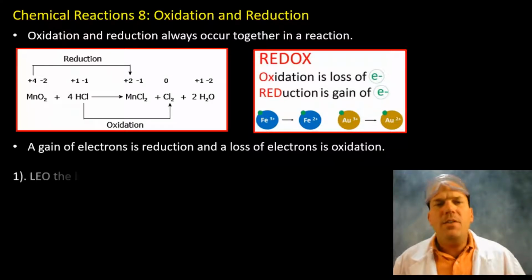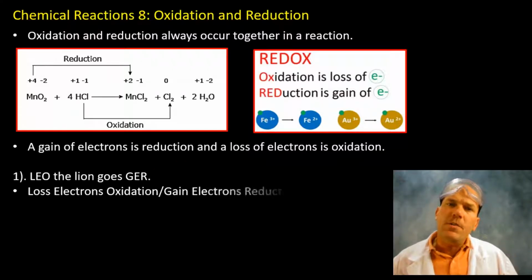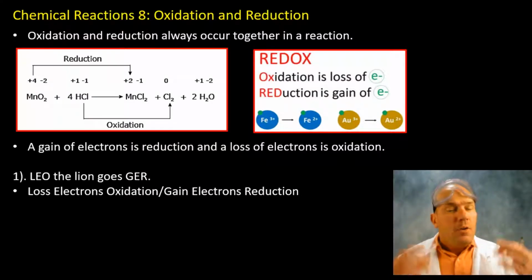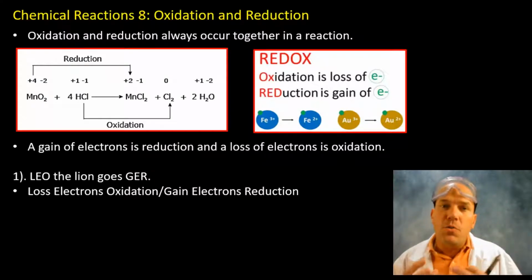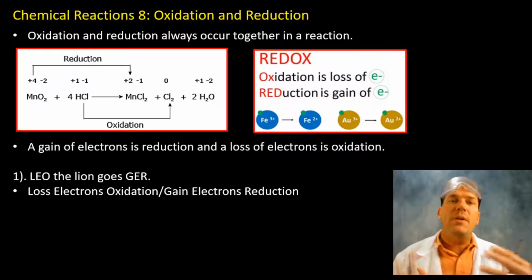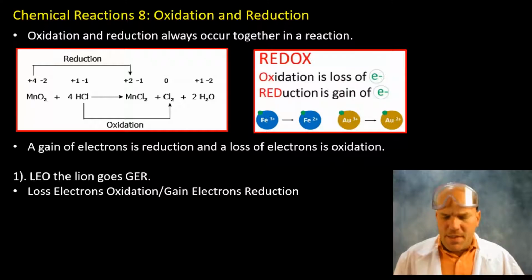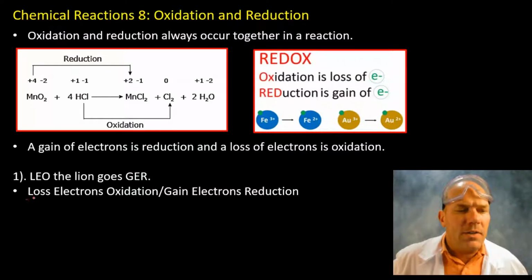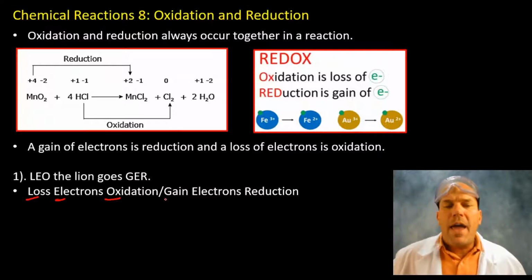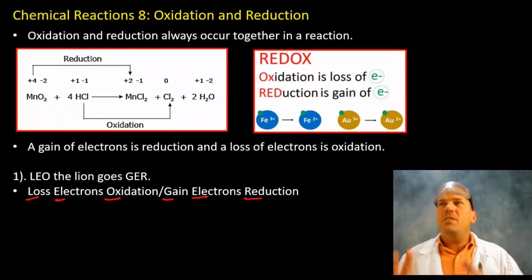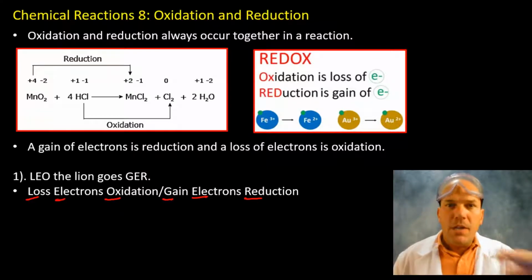Now, let's go ahead and look at those mnemonics. The first one I want to teach you is Leo the lion goes grrr. Well, grrr and Leo are mnemonics to help distinguish between oxidation and reduction. So loss of electrons, that is our Leo, loss of electrons, L-E-O. Whereas gain electrons is reduction. So this could help you remember: Leo, loss of electrons, oxidation; grr, gaining electrons is reduction.